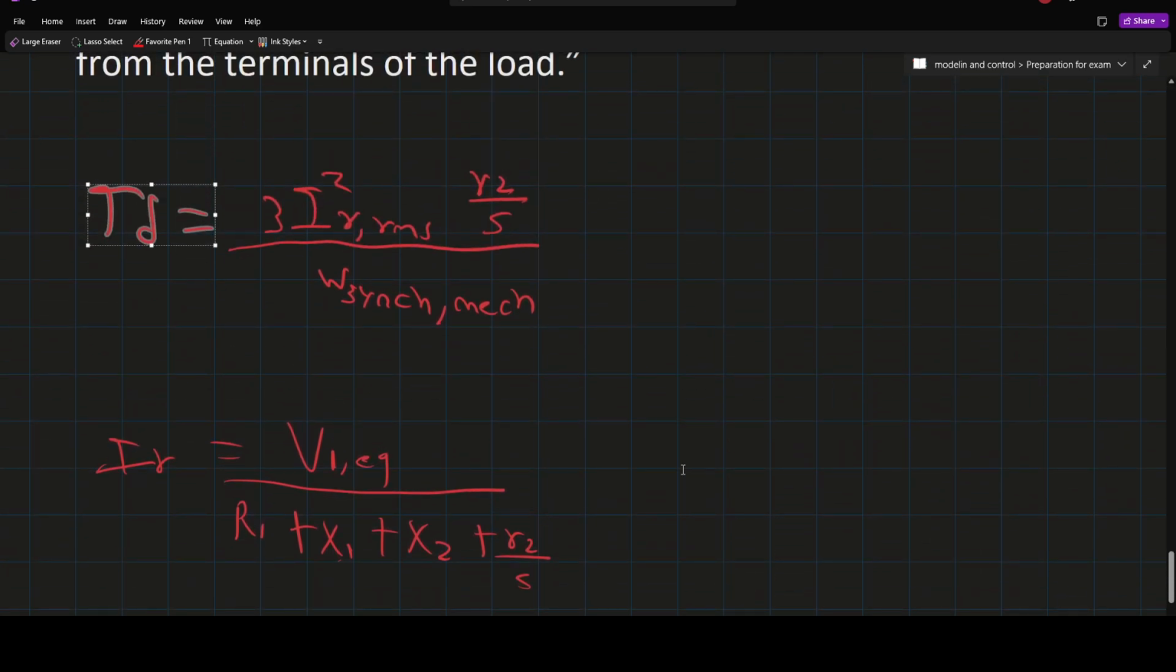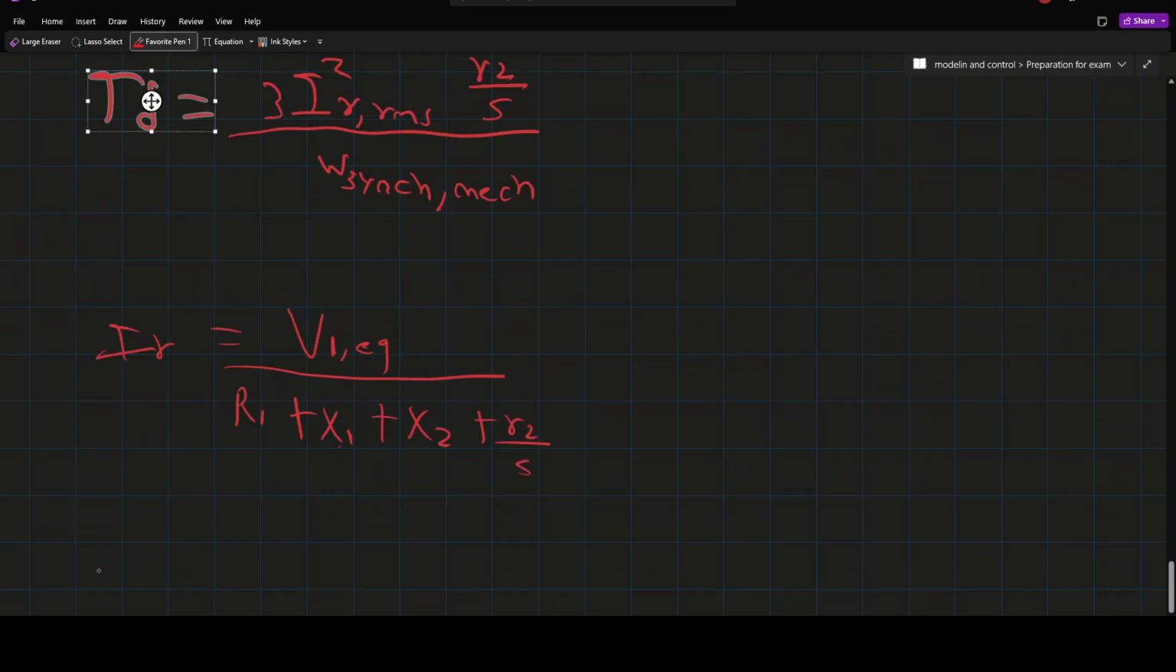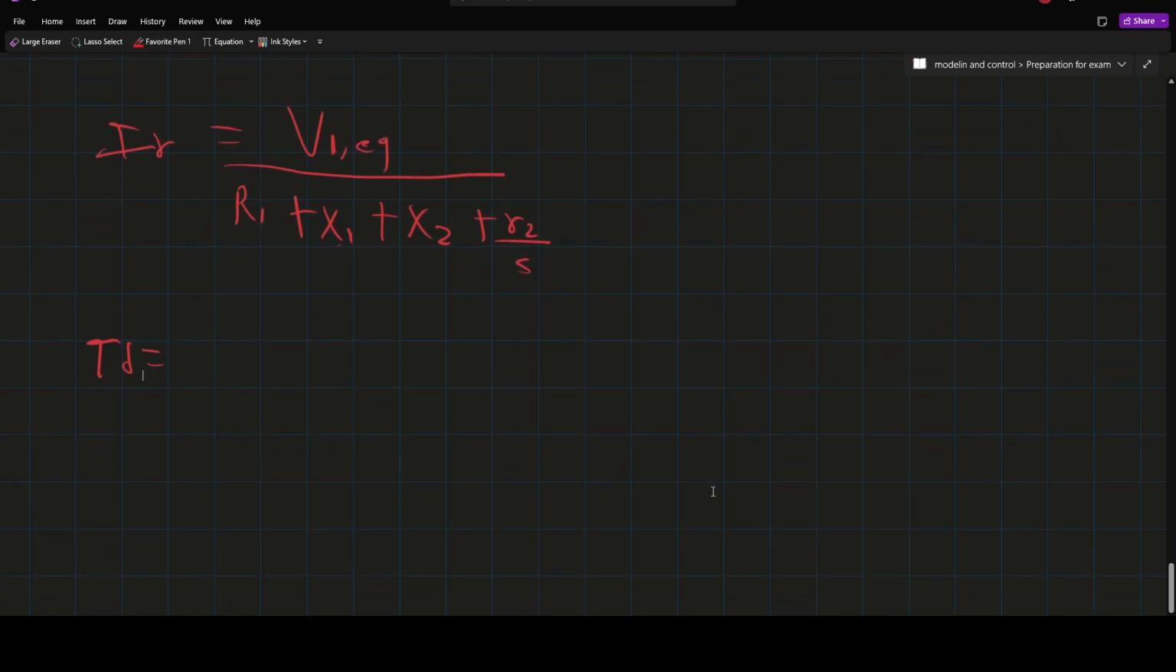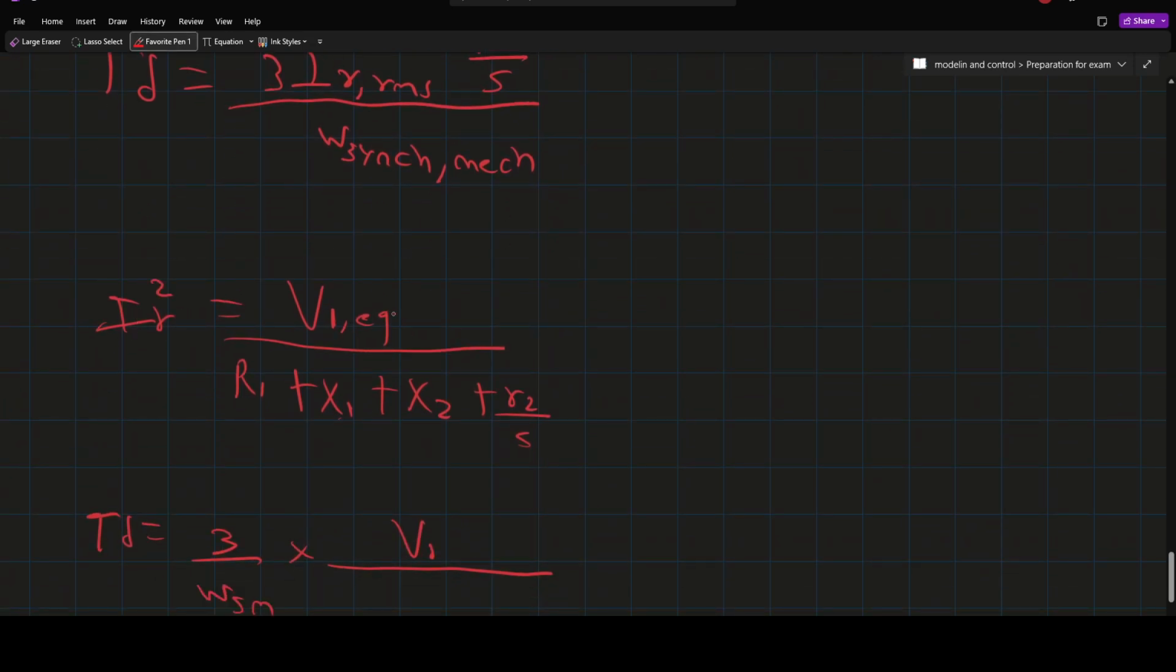So we are gonna have that our torque is equal to 3 over omega synchronous mechanical times our voltage V1, still the equivalent. Okay, and this is a square, so we need to square all of this. This will be I_R squared, R2 over S. All of this has to be squared.